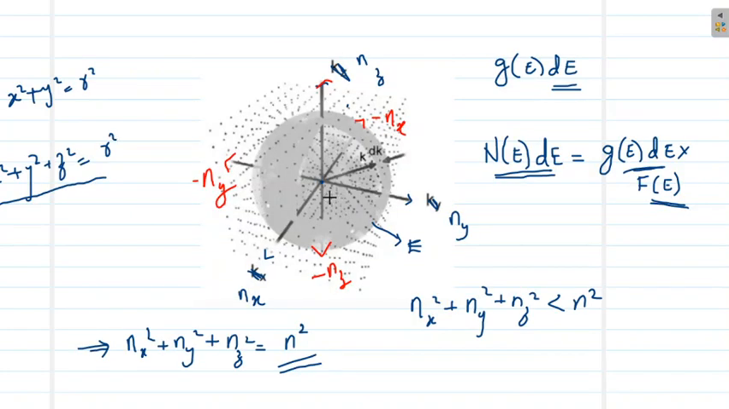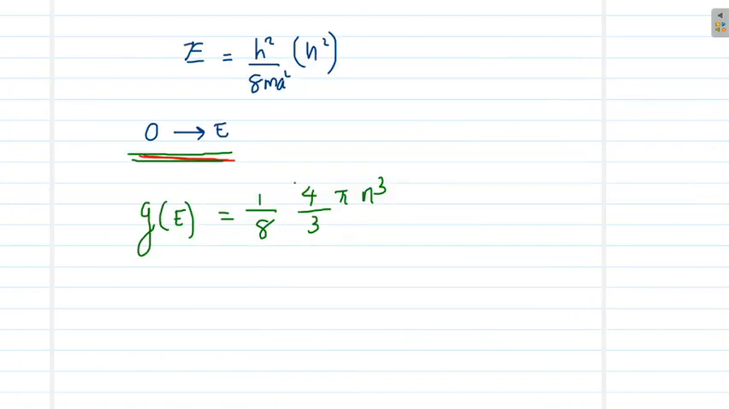because n is the radius of this sphere. For the sphere nx square plus ny square plus nz square equal to n square, the radius is actually n. Here for x square plus y square equal to r square, the radius is r. So for this sphere, the radius is n. Its volume will be 4/3 pi n cube, and only 1/8 of this volume corresponds to the available quantum states within the energy level 0 to E. So the density of states within the energy level 0 to E will be 1/8 4/3 pi n cube.